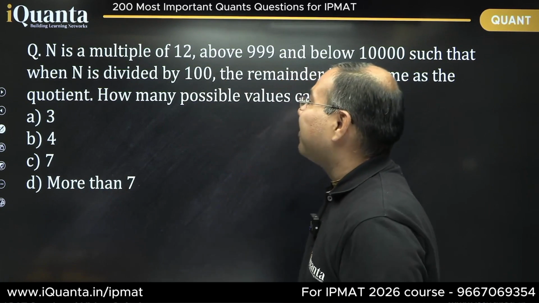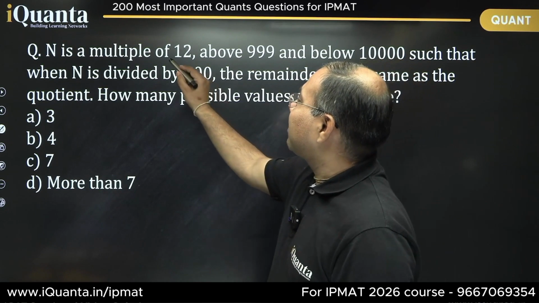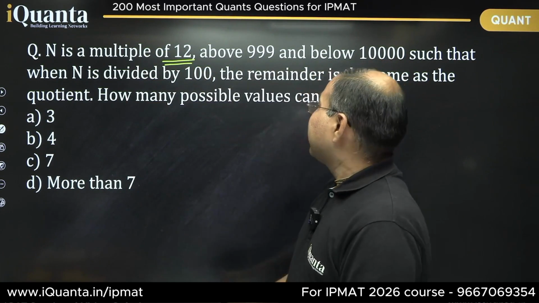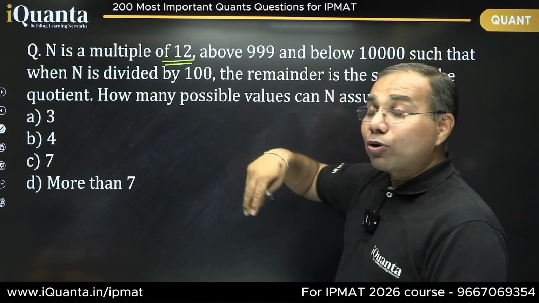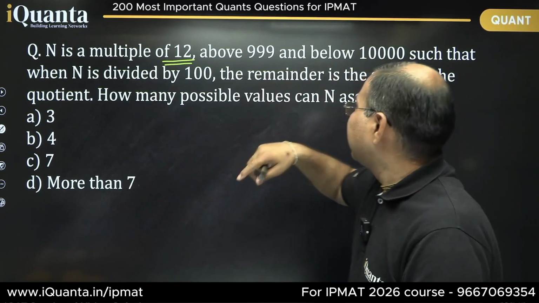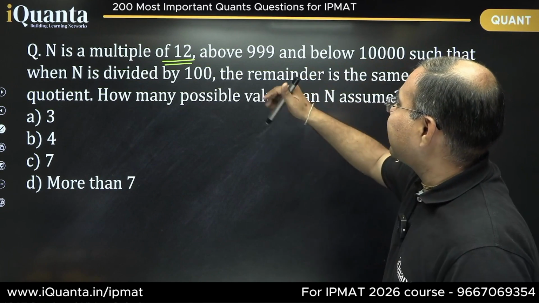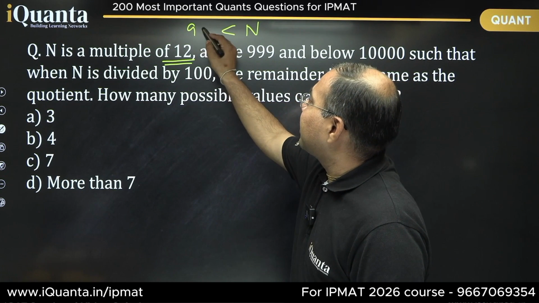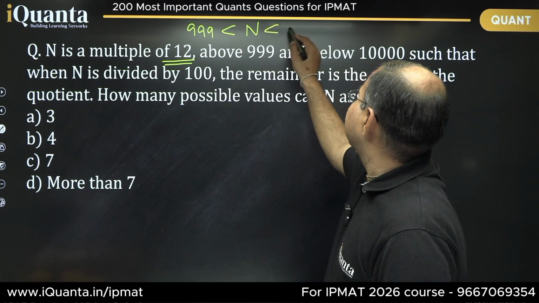Okay, let's see now. It says n is a multiple of 12. Okay, we are talking of a certain number which is a multiple of 12. Now above 999, so it is more than 999. That means minimum it should be 1000 or more than that, right? And below 10,000, that is the range of this number. So n is greater than 999 and less than 10,000.